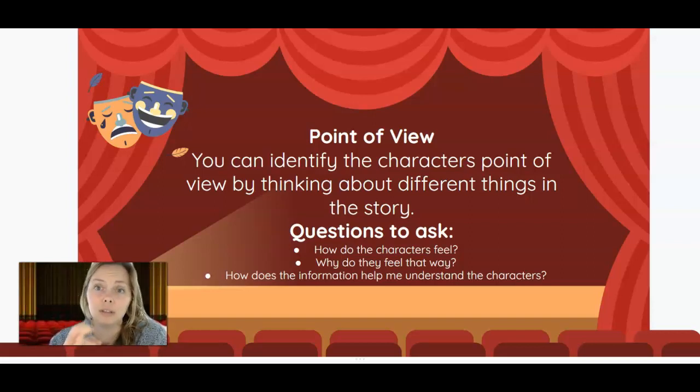One, in the story, the poem, the play, the drama, how does the character feel? What kind of feelings are they having? What's going on with them? How are they feeling about the situation? Then ask yourself, why do they feel that way? Are they upset? Are they happy? Are they mad? Why? What's happening? So you're asking yourself these questions to get to the point of their perspective. Why do they think this way? Why are they feeling this way? And then how does that feeling they have, or the reason they feel the way they do, help you understand them more?